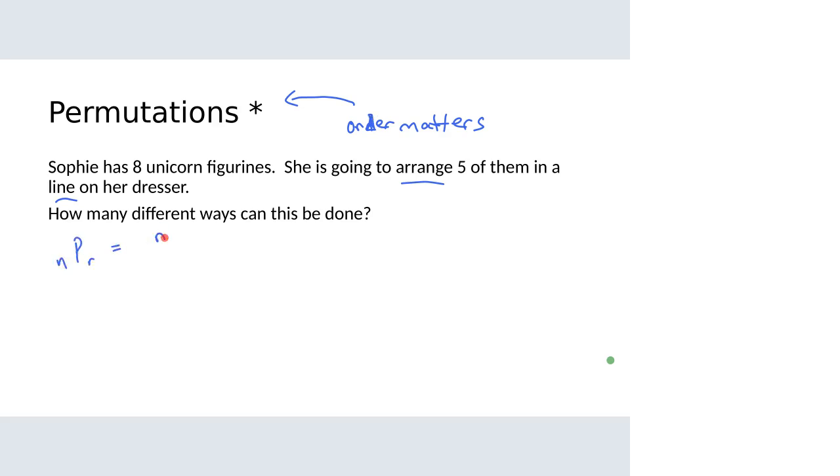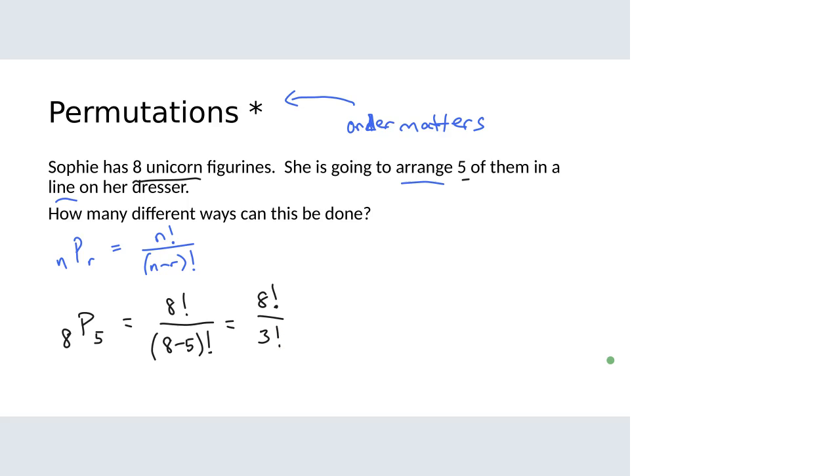So we have this formula that we're going to use. In this particular case, Sophie has 8 unicorn figurines and she's going to put 5 of them in a line. So this is a permutation of 8 things, taken 5 at a time. Now we'll plug in and we'll have 8 factorial over 8 minus 5 factorial. And we'll simplify. That's 8 factorial over 3 factorial.